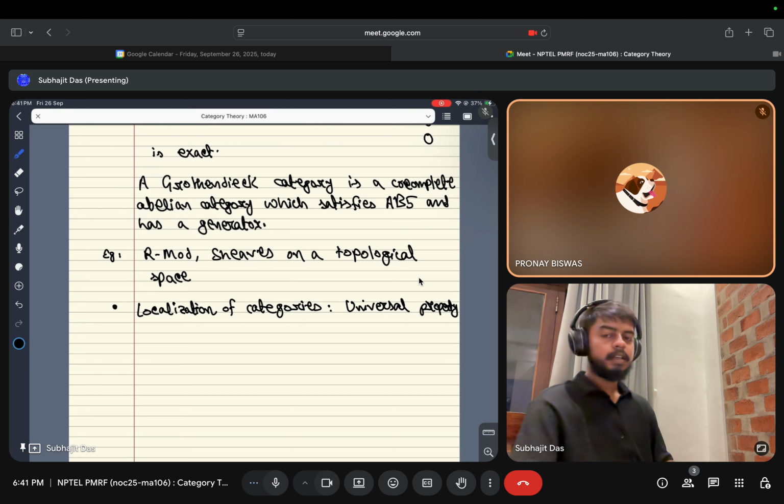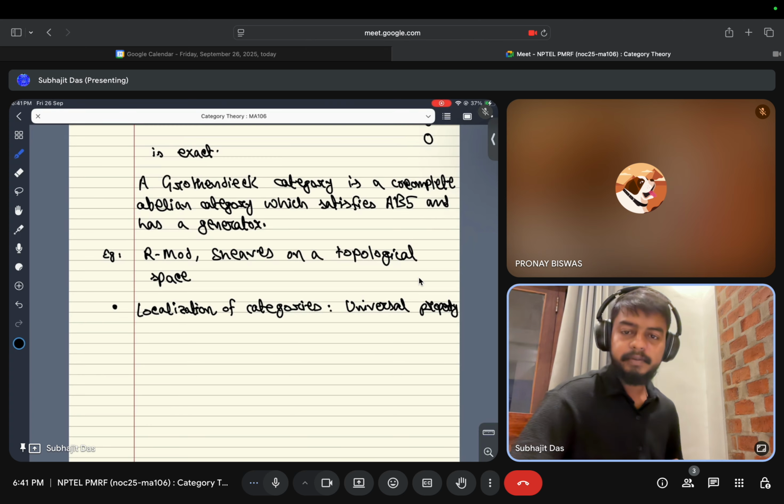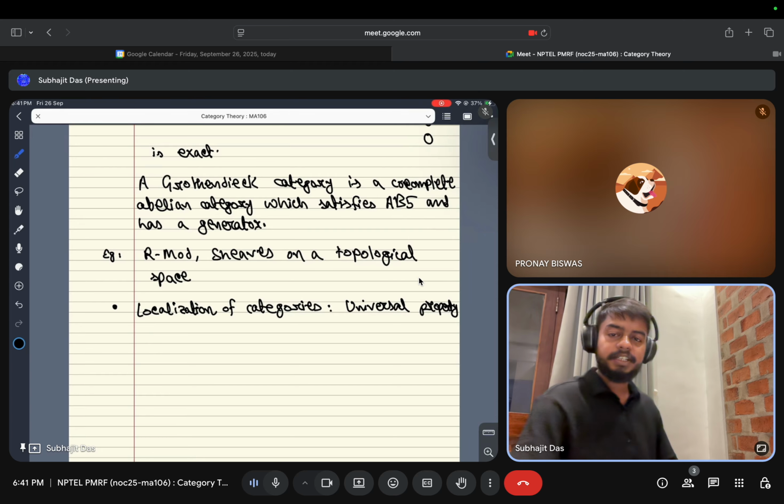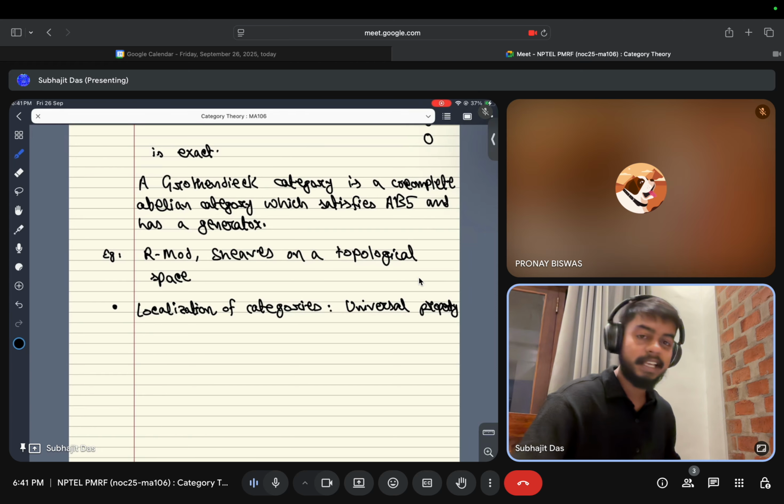Okay. So it's exactly parallel to how localization is done for rings. That's the universal property. And localizations also have an alternate description.